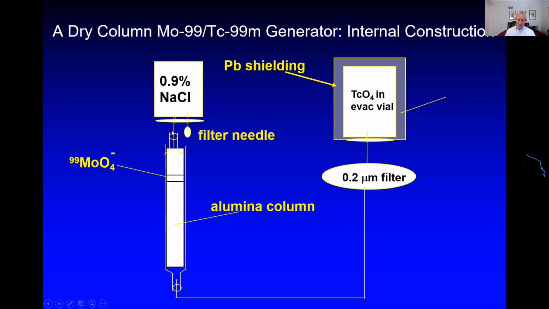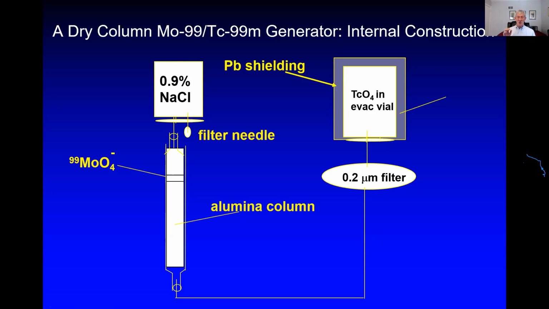The liquid's going to come down the column, flow through all the tubing, go through the filter, and collect in this evacuated vial. And it will keep flowing until the pressure equilibrates, and then it'll stop. And that takes typically 3 or 4 minutes.